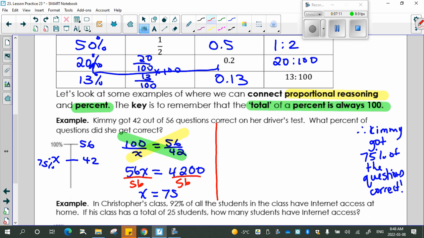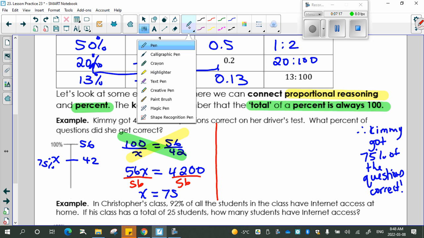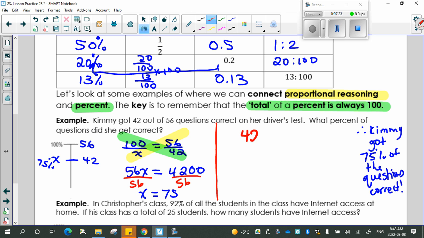Does anybody know how to do that question a different way than in grade 7 and 8? Jacob. Divide the questions you got right by the total amount of questions times 100. So 42 out of 56 times 100. Everybody try that on your calculator and see if you get 75%.